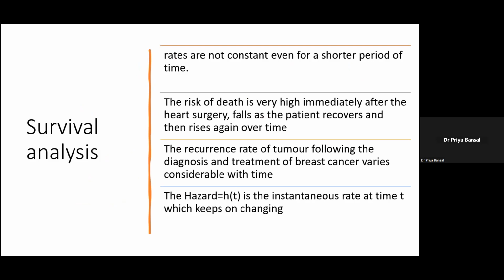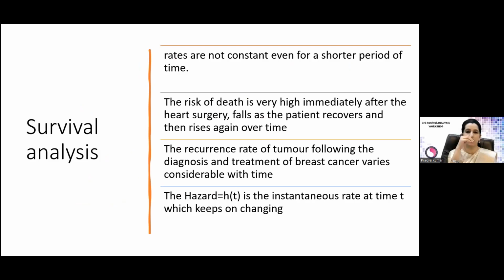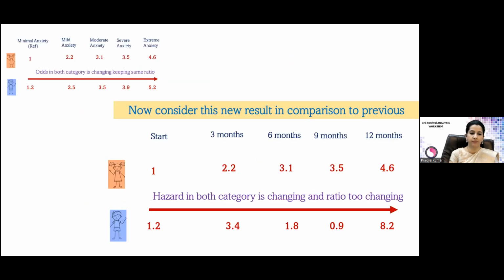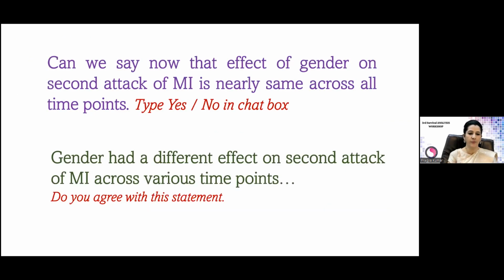Yes. Yes or no? Yes. So this is this assumption. So in this here, you can say that the proportional hazard assumption was not met, right? So that's why the name is the Cox proportional hazard.